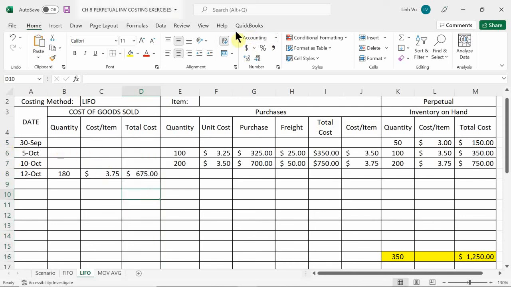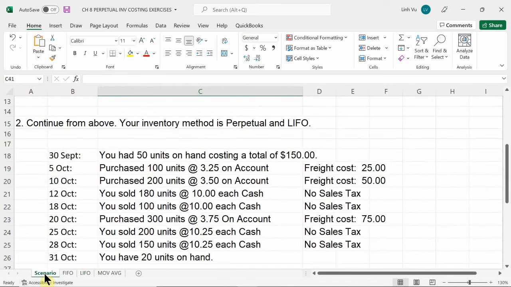I just sold 180, so 200 minus 180 leaves 20 units at $3.75 each, which gives you $75. So now I only have 170 units remaining to sell. October 18 rolls around and we end up selling an additional 100 units.